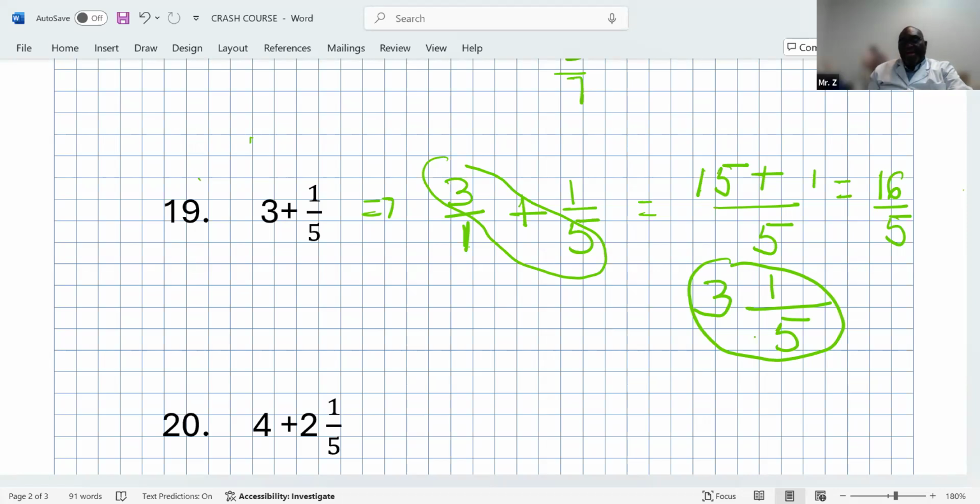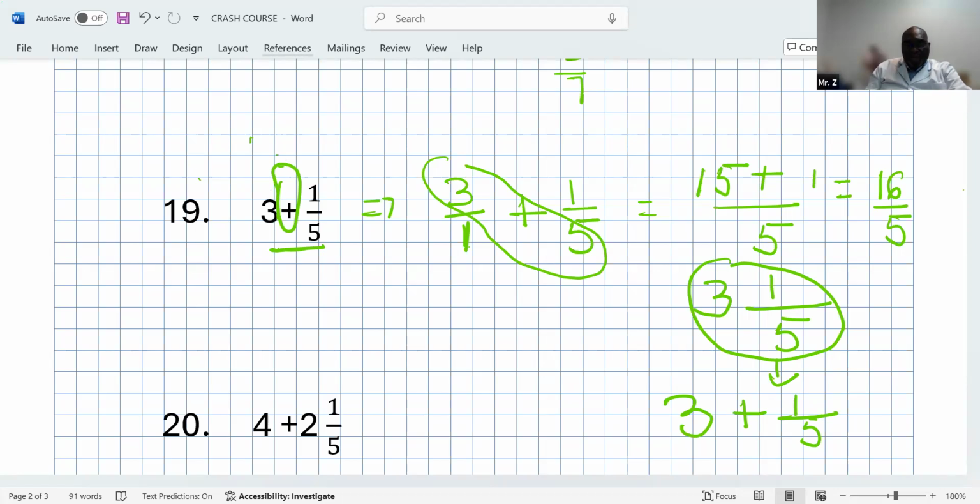Anytime you have any kind of a mixed number, it can be expanded, because a mixed number is a combination of a whole number plus a proper fraction. So this 3 1/5 can be written as 3 plus 1/5. Whenever you see an exercise like this, get rid of this plus sign. I'm not talking about subtraction.